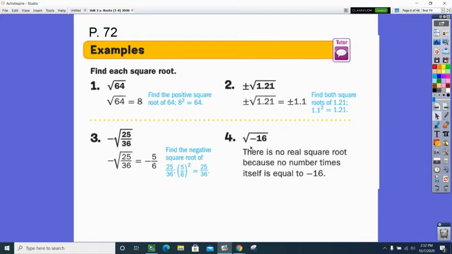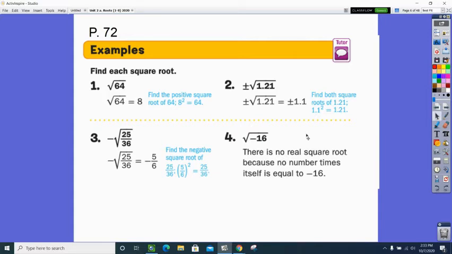Now, finally, here's the weird one. 16 is a perfect square, but not negative 16. What number times its identical twin gives you 16? Well, negative 4 times negative 4 would be a positive 16. And 4 times 4 is positive 16. There is no pair of identical twins, but Mrs. Woodruff, negative 4 times 4, they're not identical.